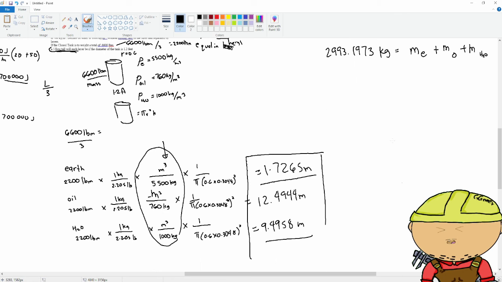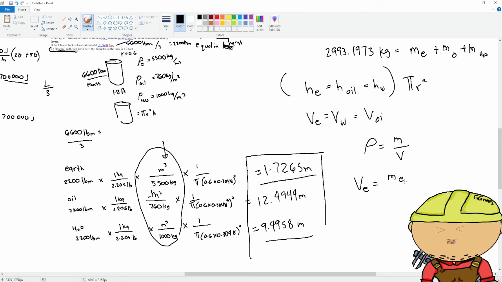They have the same height, meaning the height of earth is equal to the height of the oil and the height of water. If they have the same height and the same area, they will have the same volume: the volume of earth is equal to the volume of water and the volume of oil. Density is equal to mass over volume, so the mass of earth is equal to the volume of earth times the density of earth.